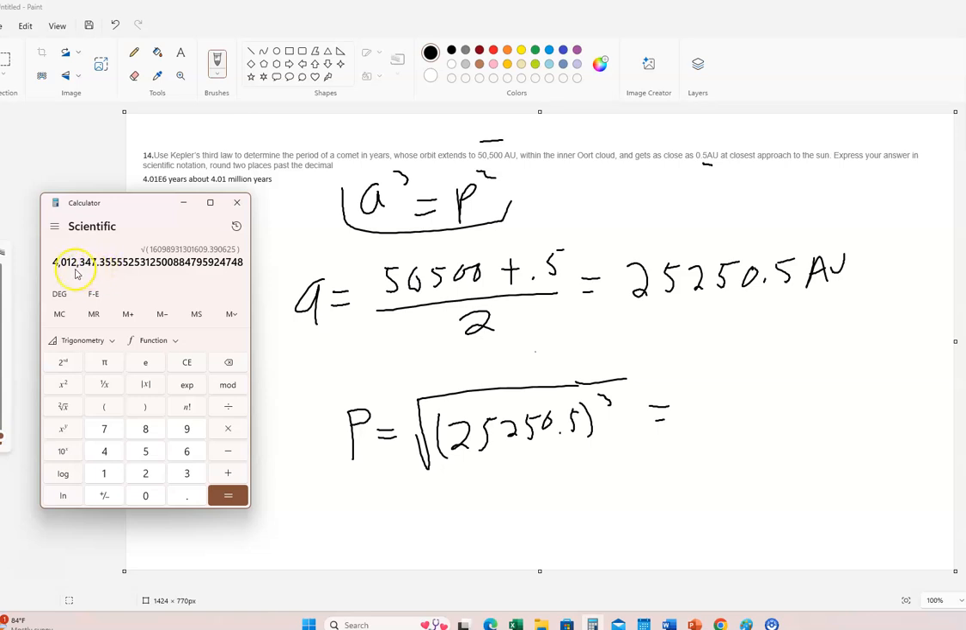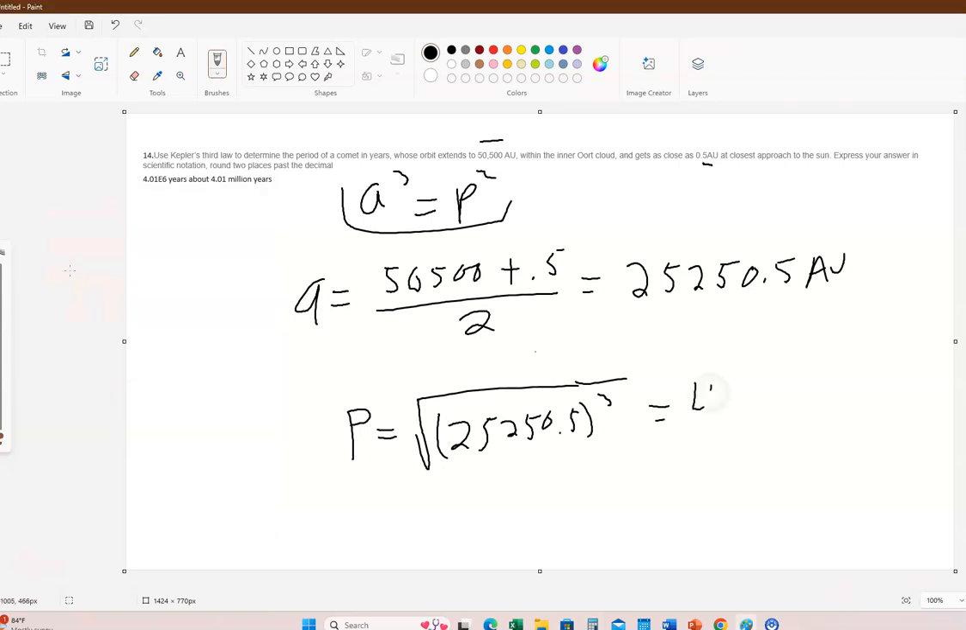There's the decimal between the 7 and the 3 right there. So it's 1, 2, 3, 1, 2, 3. So it's 4.01 times 10 to the 6th. 4.01 times 10 to the 6th years. So, a little more than 4 million years.